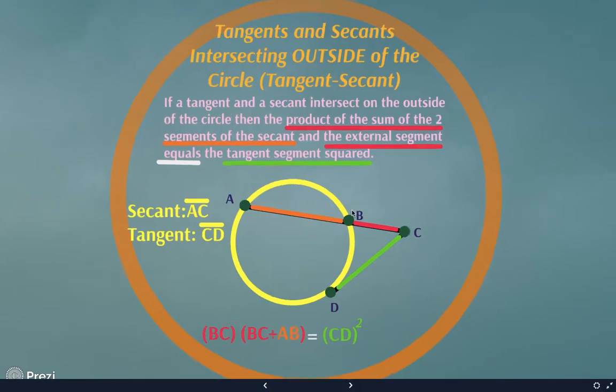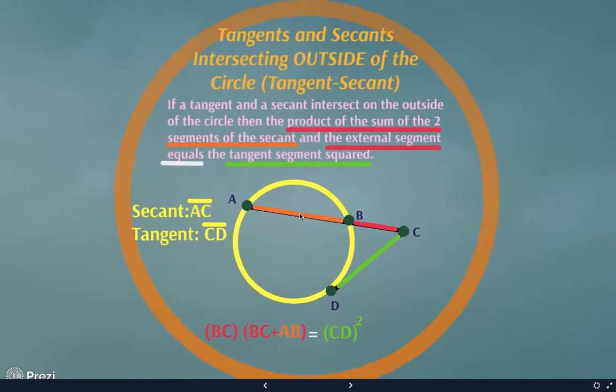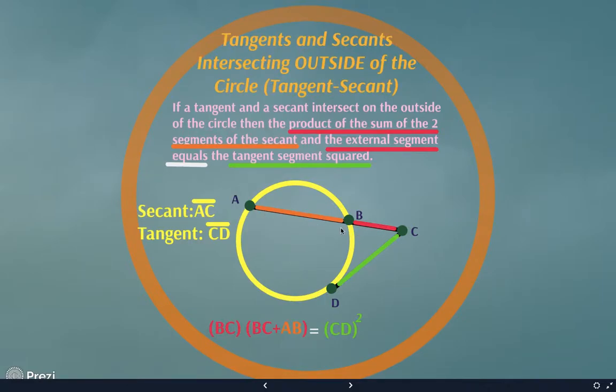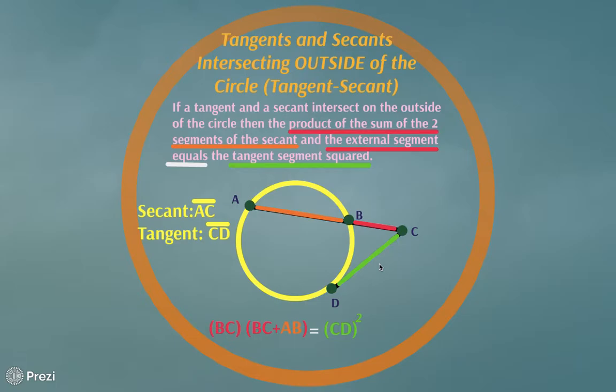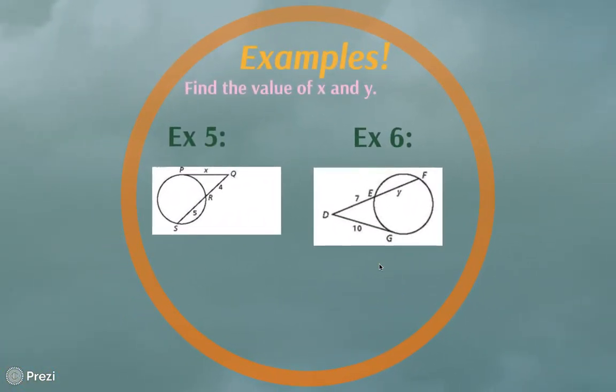The secant segment flows the same way as the last property. The only thing that's different is now it equals the tangent piece squared. This one's my favorite property, so we're going to have fun with that. Go ahead and pause the video so you can find the value of x and y in examples 5 and 6.